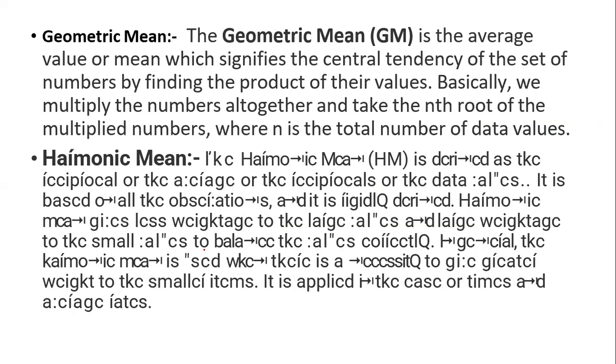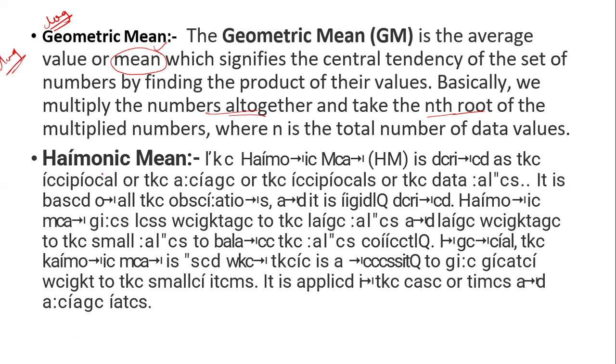Now, what is the geometric mean? The geometric mean signifies the central tendency of a set of numbers by finding the product of their values, basically multiplying the numbers together. When we use a log table, from this log table we take the nth root of the multiplied number, where n is the total number of data set values. In the simple way, in the geometric mean, we use a log table.